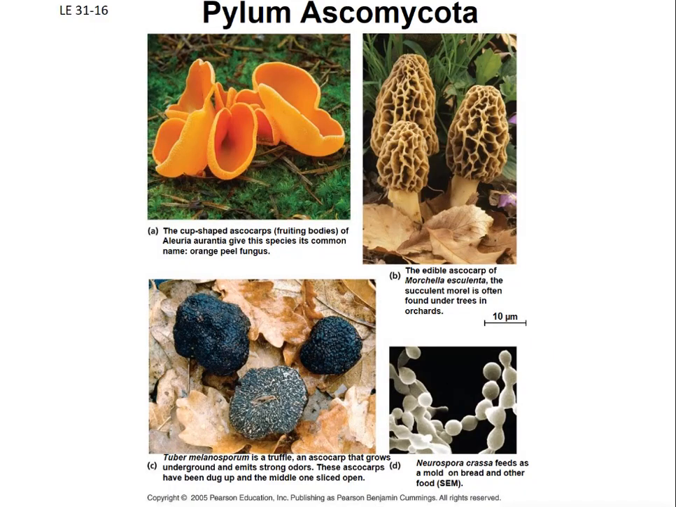Okay, what are examples of Phylum Ascomycota? They are like orange peel fungus. Okay, they are mostly known as cup fungi. And this is Morchella esculenta, the edible ascocarp. Alright, and this is a truffle, Tuber melanosporum. Okay, and including Neurospora crassa, right? It feeds as a mold on bread and other food, Neurospora crassa.